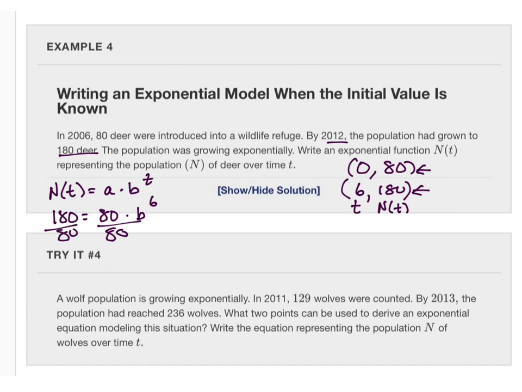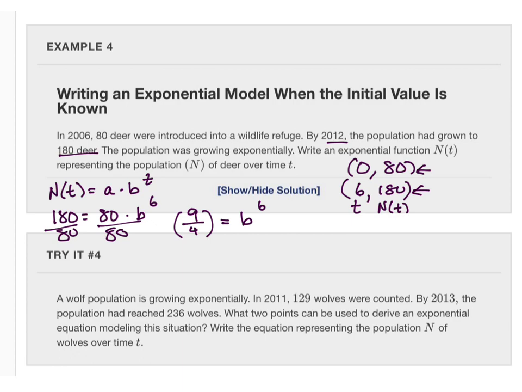180 divided by 80? Okay, let's call that 9/4. Equals b to the 6th. If it had just been a 1-year increase, what you did would have found b. But you weren't over consecutive intervals. Does that make sense? We jumped from 0 to 6. If we had jumped from 0 to 1, you could have just divided and found b.